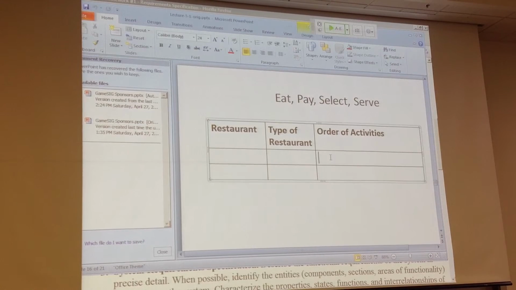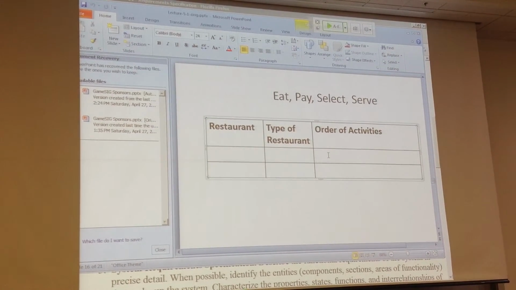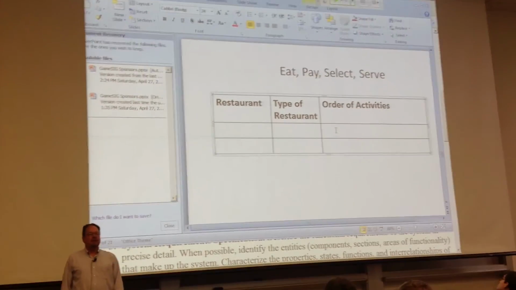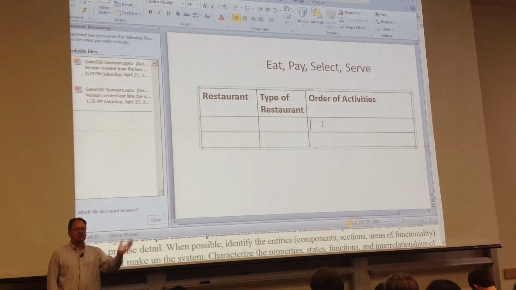So what I'd like someone to volunteer is, I've written the 4 things on top, a restaurant that you've been to in the last week or 2 or 3, and what order you did those things at that restaurant. Anyone here eaten at a restaurant recently?